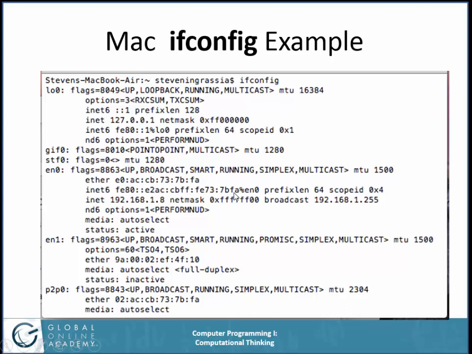Here's a Mac ifconfig example. So I went to my MacBook Air and did ifconfig. And it's telling me, okay, I have an inet6, an IP version 6 address of FE80::1. That means a whole bunch of zeros and then a 1.